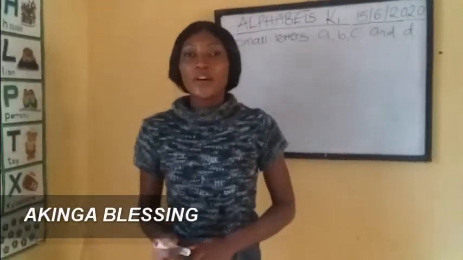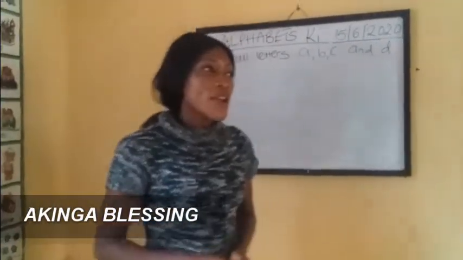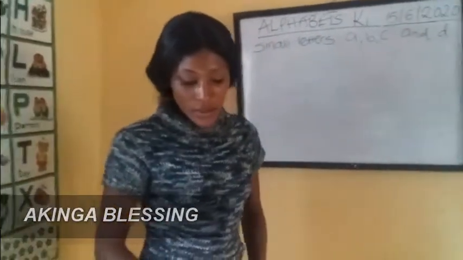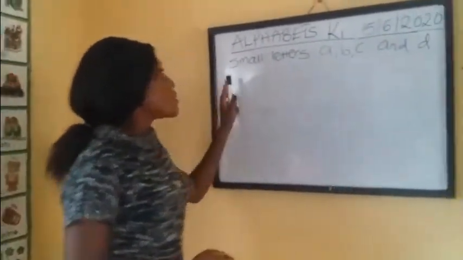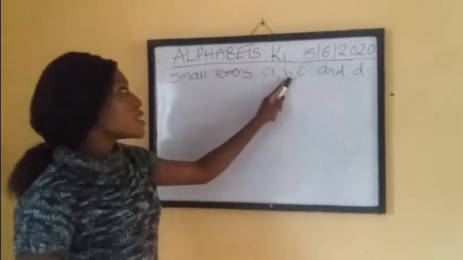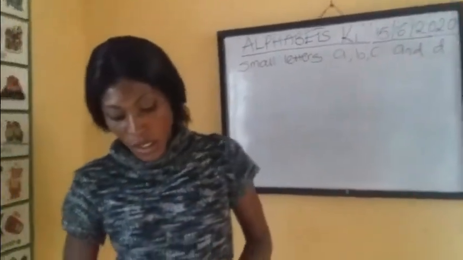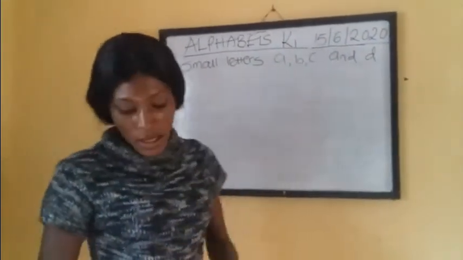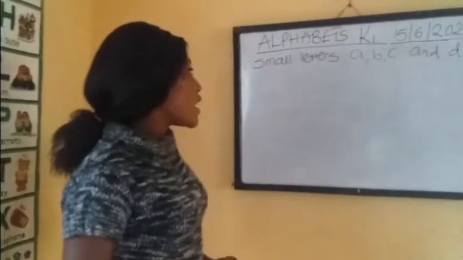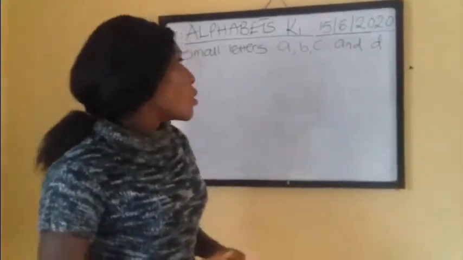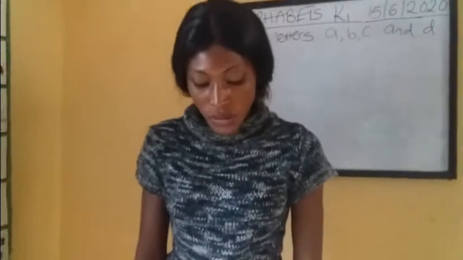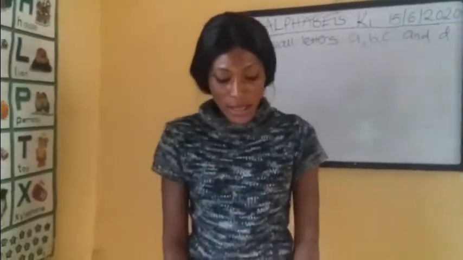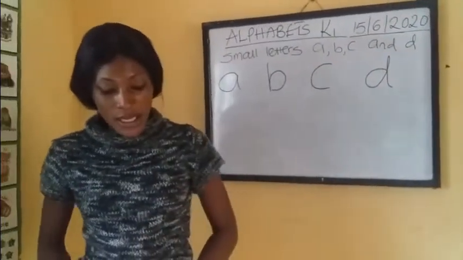K1, welcome back. Today we are going to be having our alphabets, and the topic we'll be looking at is small letters A, B, C, and D. Now, all these letters have their capital letters, but we are not going to be considering the capital letters. We are just going to be talking about the small letters.